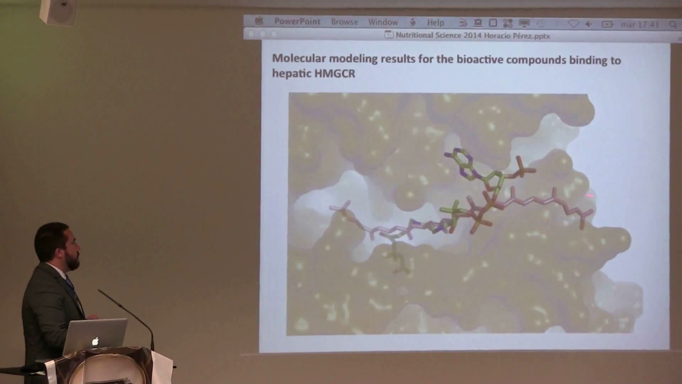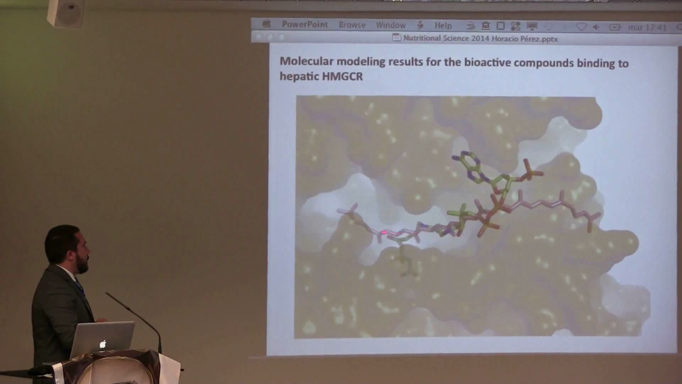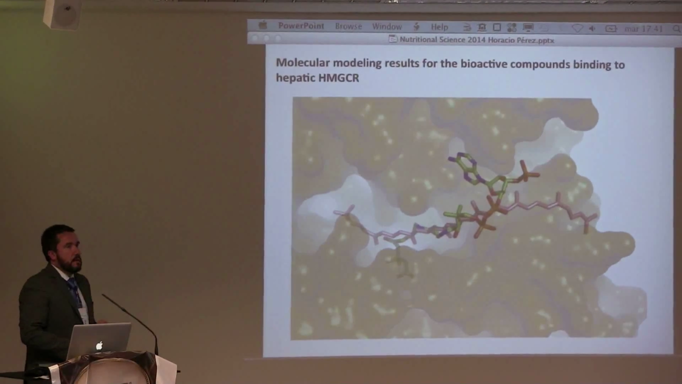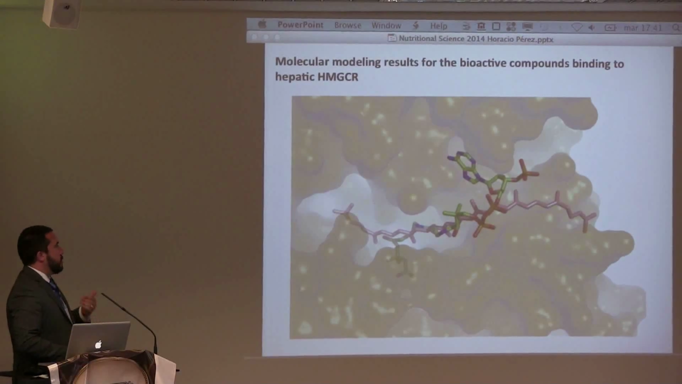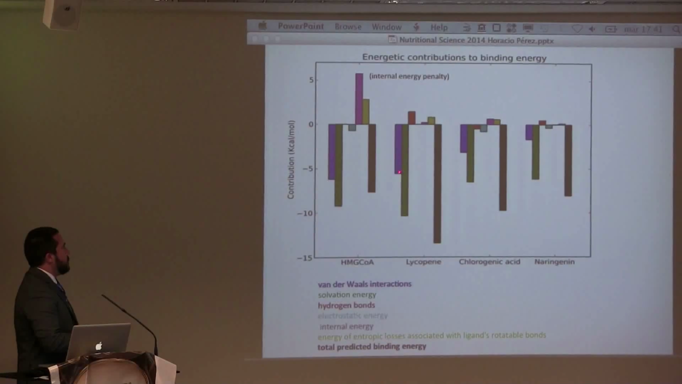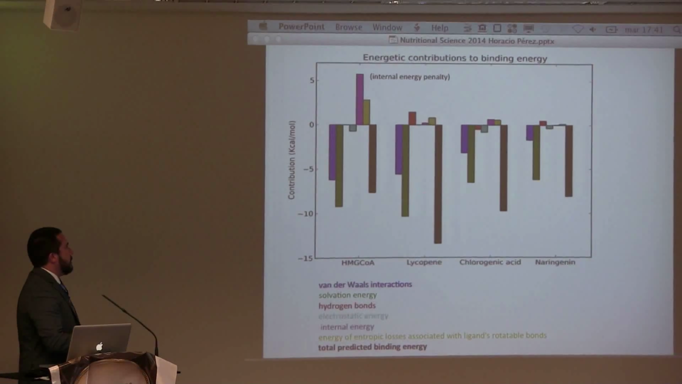But from the other point of view, this is Lycopene. Lycopene can introduce very well into the binding site of the enzyme. So this is, from our point of view, the explanation. Mainly, the stability of Lycopene is due to van der Waals interactions and also by solvation energy. The compound is highly hydrophobic, so it introduces very well into the binding site of the enzyme. And now, what about these other compounds?